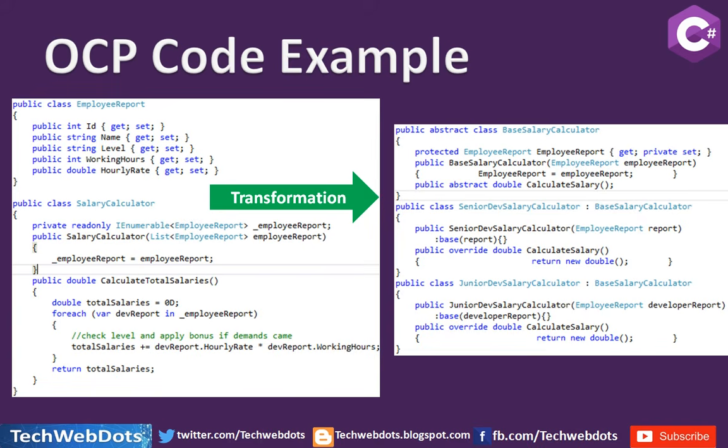So what we are doing there, if you will see, there is an IEnumerable interface that is responsible for giving all the employee reports. Second is its constructor in which we are initializing the employee reports, so that we can get employees if we are using that class.